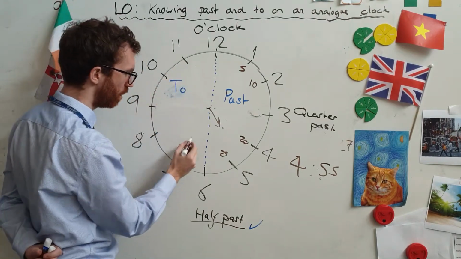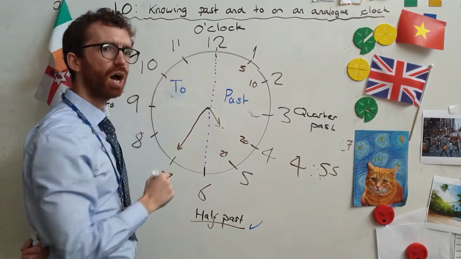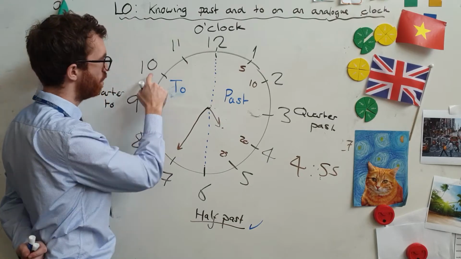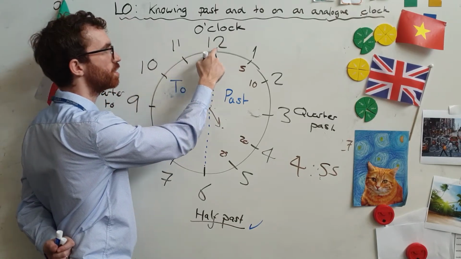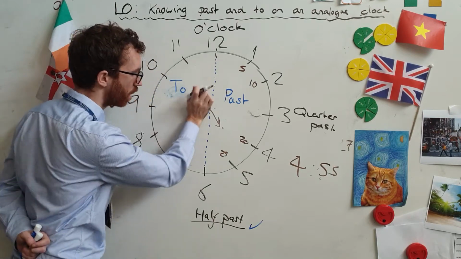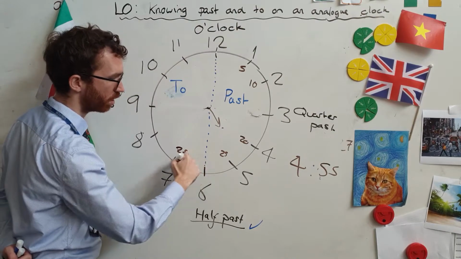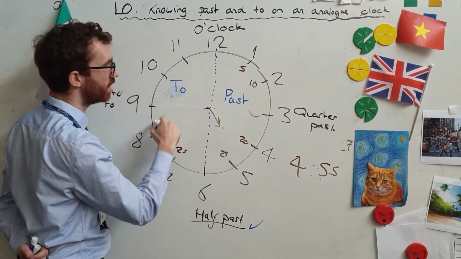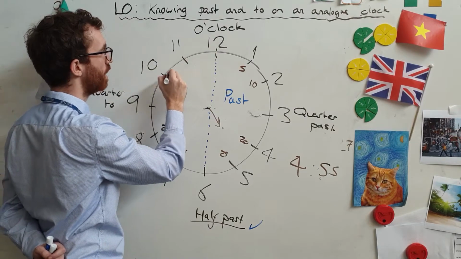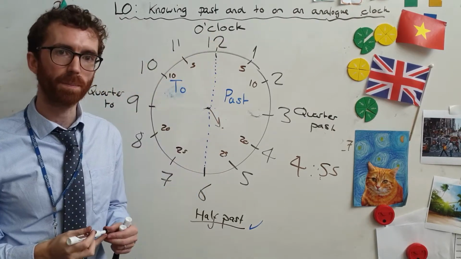How many minutes to? If my big hand is here, how many minutes is it until o'clock? Pause. Let's have a look. It's 5, 10, 15, 20, 25 minutes to. So look, over here, this is 25 to. Oh look, symmetry. This is 20 to. This is quarter to. This is 10 to. That is 5 to. And that is o'clock.